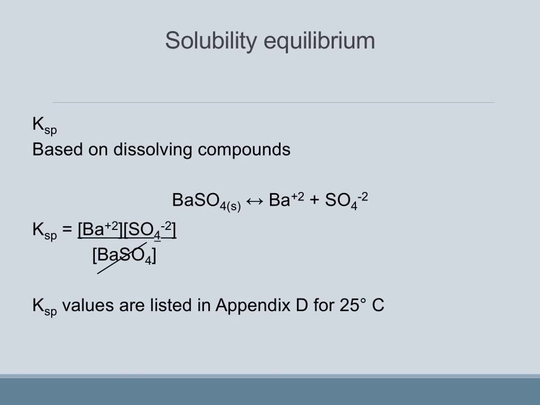And so the value that we're going to assign to that is called Ksp, and this is based on dissolving compounds. Now, a thing to remember, when we're dealing with K, we have only cared about items that were aqueous, and the unit we used was molarity, or pressure, when we had ATM or KPA.